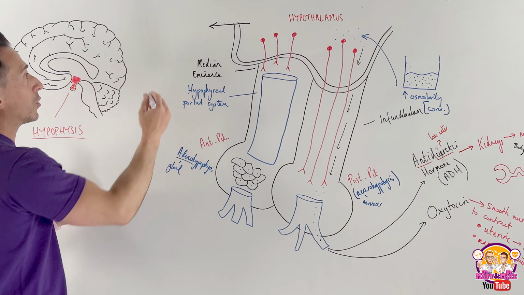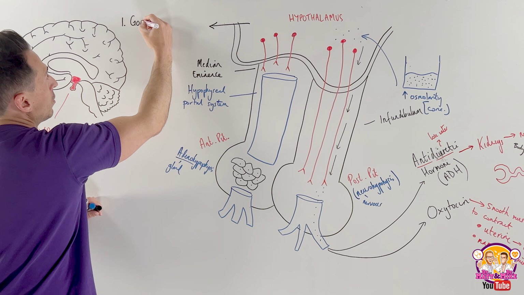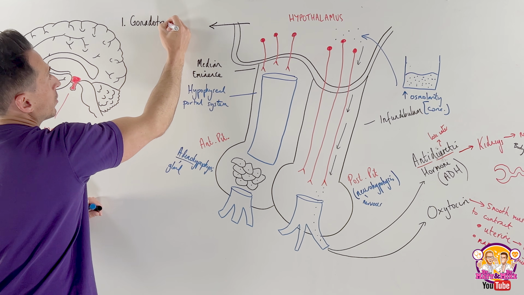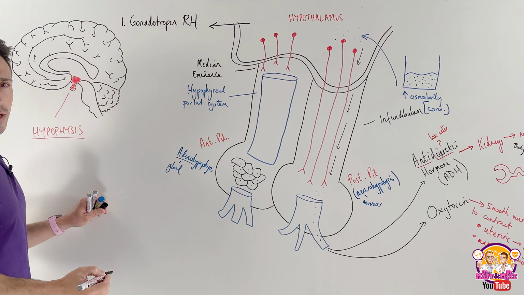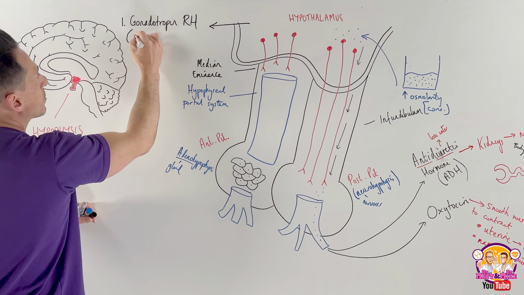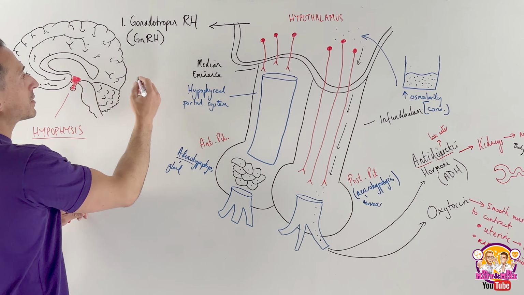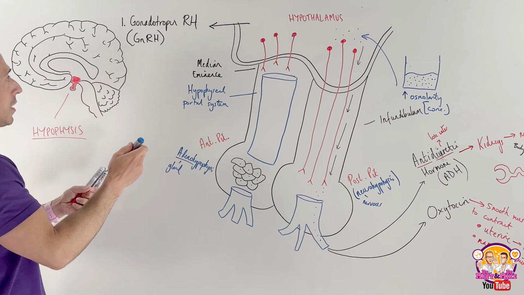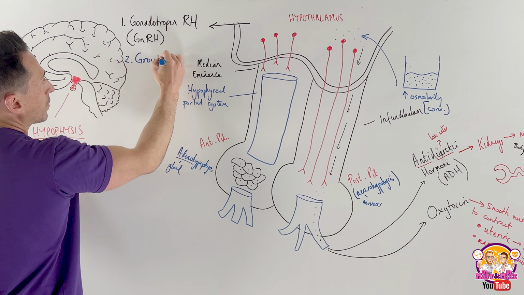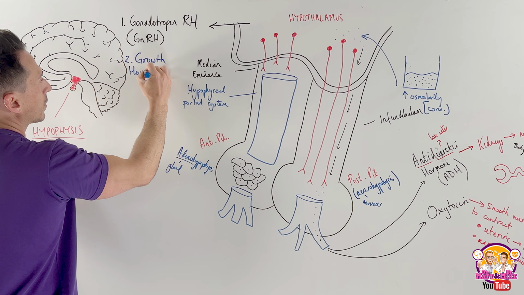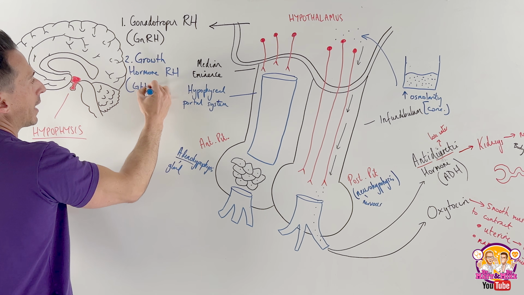First, now this is in no particular order. The first one is going to be what's called gonadotropin, and I'm just going to write RH for releasing hormone. Gonadotropin releasing hormone. You might sometimes see it written as GnRH. The next is going to be growth hormone releasing hormone, sometimes written as GHRH.